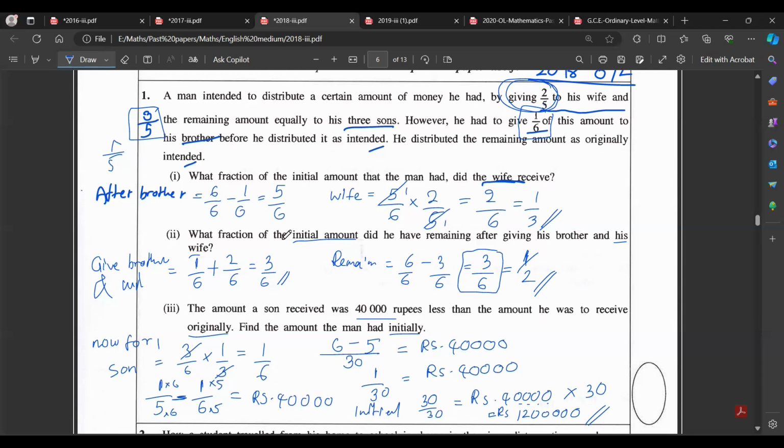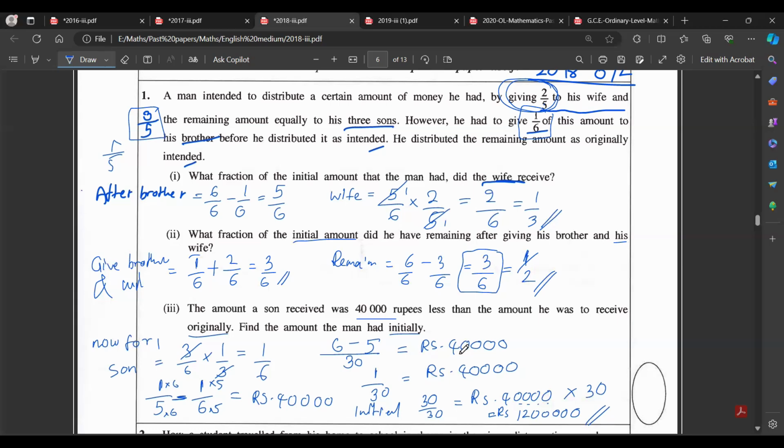So wife and brother 1 over 6, 2 out of 6 for wife, otherwise 2 over 6. Altogether, they share 3 out of 6 for wife and brother. So another 3 out of 6 for the remaining, it's 3 sons. So one son is taking 1 over 6 now. Previously, they should take 5 over 6.